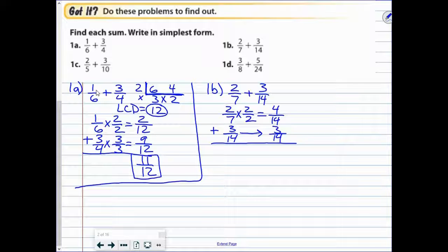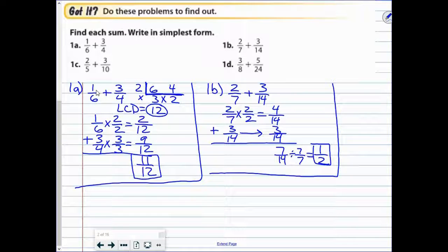Now I can just add 4 plus 3 and get 7, and I could put that back over 14. And as I said before, we need to make sure that we simplify all of our fractions. 7 and 14 are both divisible by 7, so I end up with 1/2 as my answer. So 2/7 plus 3/14 equals 1/2. That leaves you to try 1C and 1D on your own.